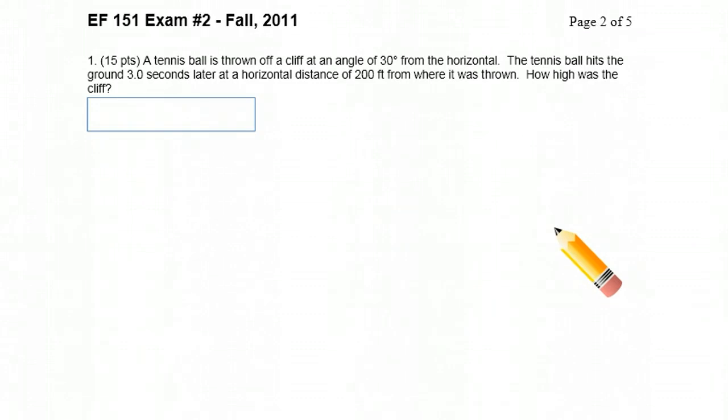Here we have a tennis ball thrown off a cliff at an angle of 30 degrees from horizontal. The tennis ball hits the ground 3 seconds later. The horizontal distance is 200 feet. How high was the cliff?